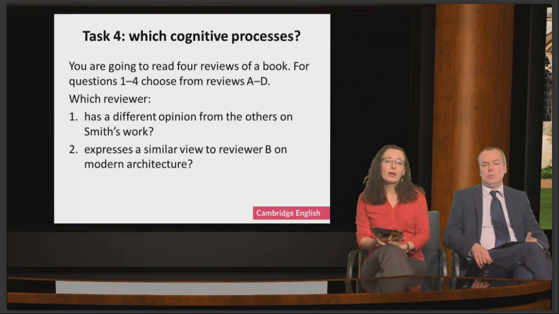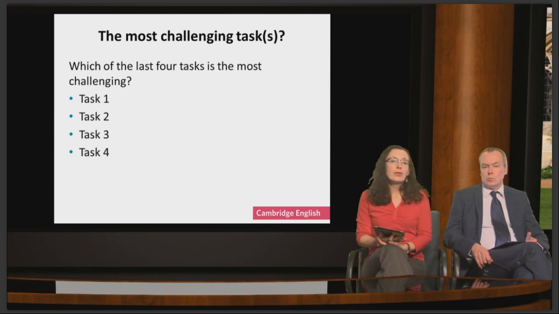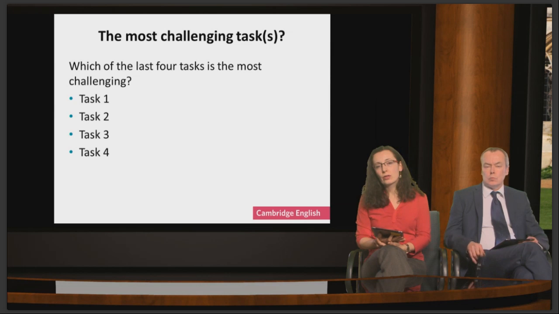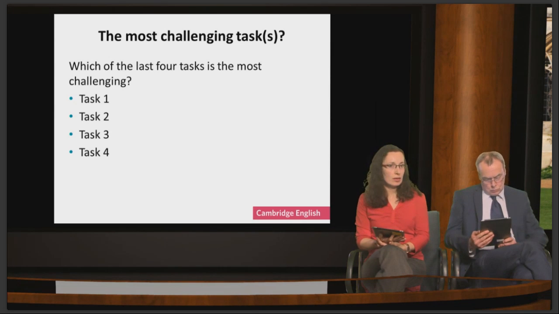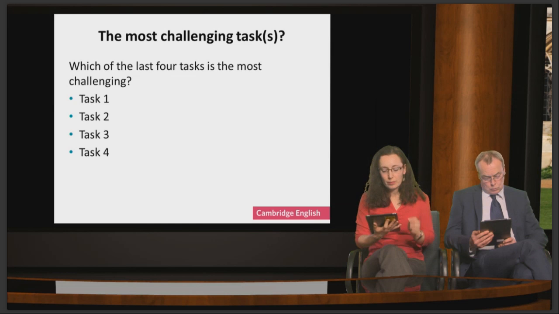Looking back at the 4 tasks we've just considered, which one do you think is the most challenging? And please select your response. Task 1, Task 2, Task 3, or Task 4. So we began by understanding words and sentences. Task 3 was about inferencing or reading between the lines, and Task 4 was about cross-text comprehension. So please pick the most challenging one for you. And please use the poll.